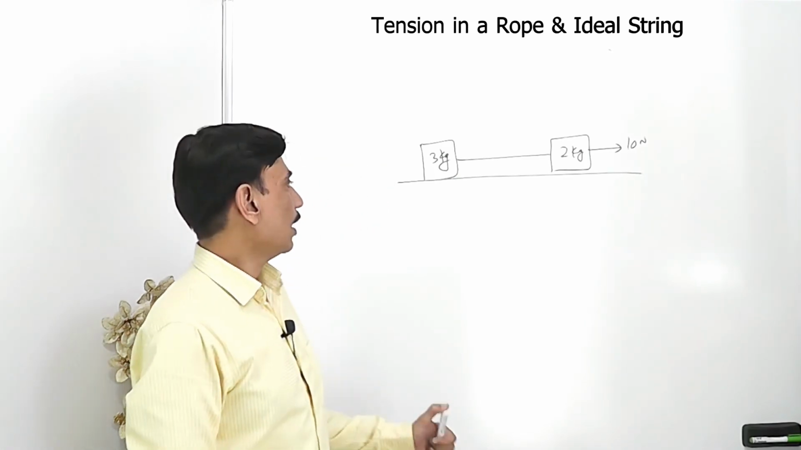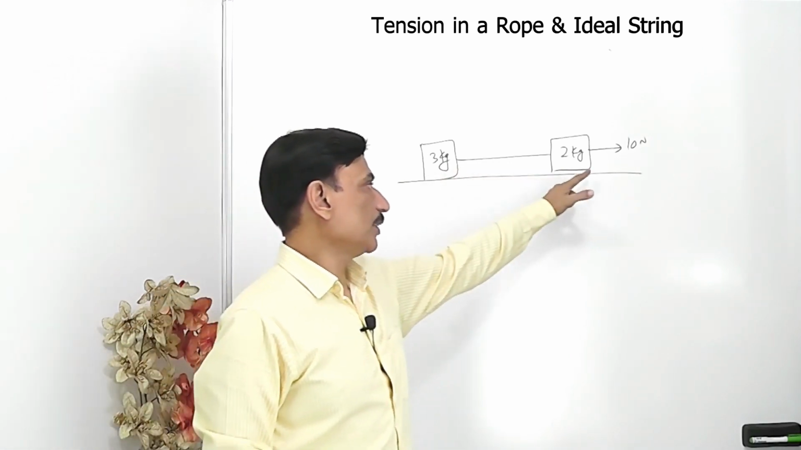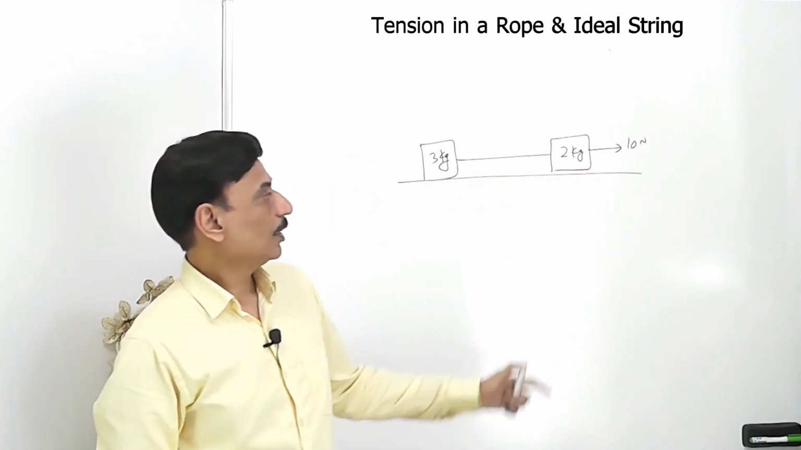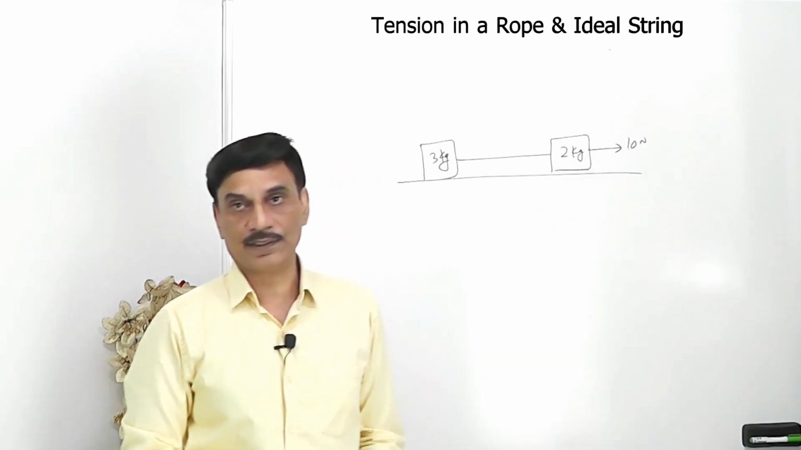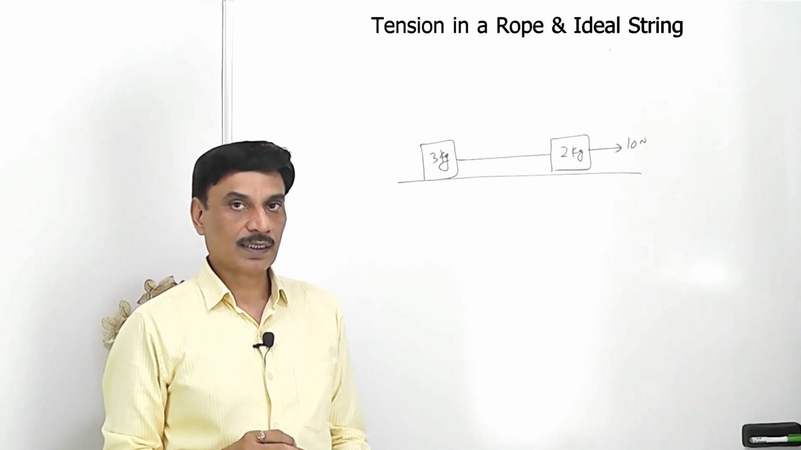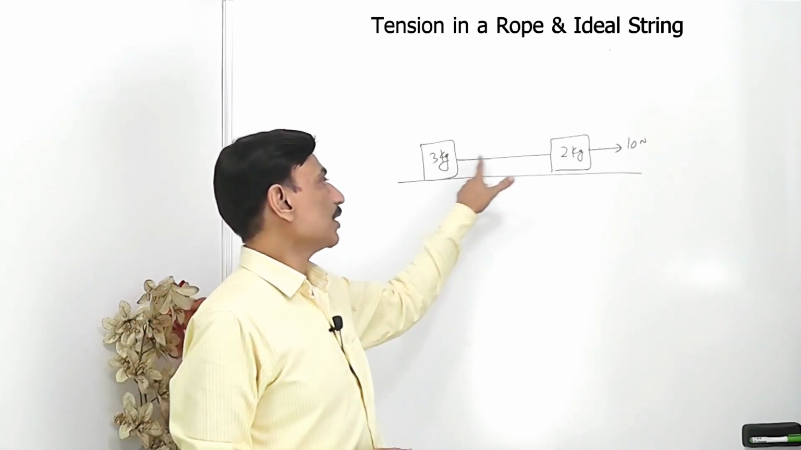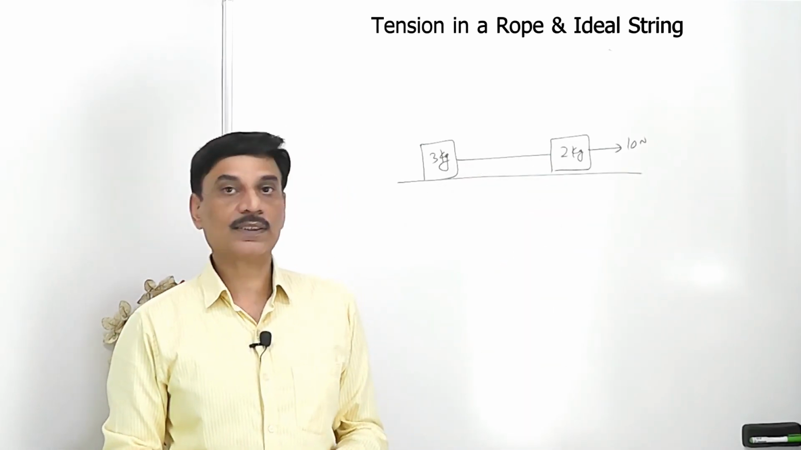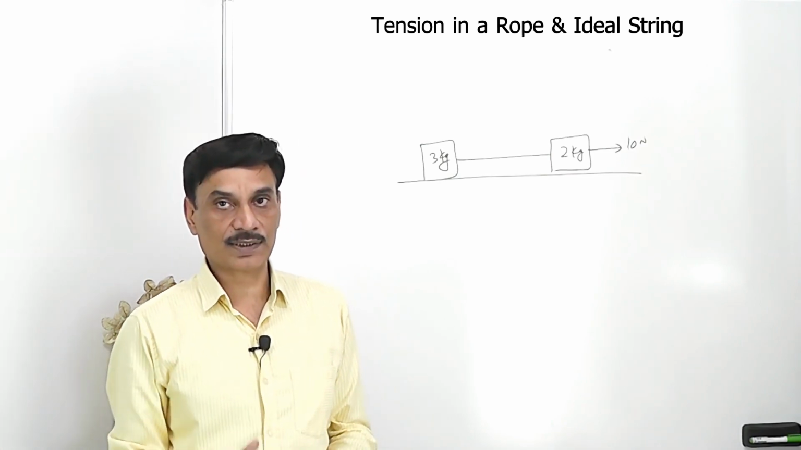Like over here, if we have two masses, 3 kg and 2 kg, on a horizontal frictionless surface, and from here 10 Newton is being applied, we know how to find the tension. We can easily find it. But why must the tension be the same throughout the length of the string? This is a massless ideal string, an inextensible string.